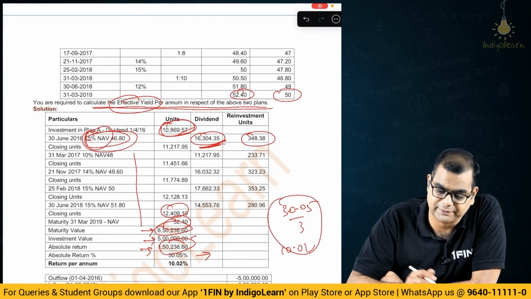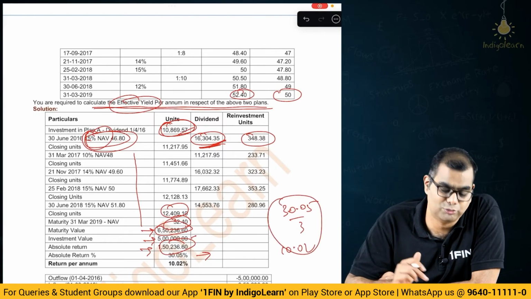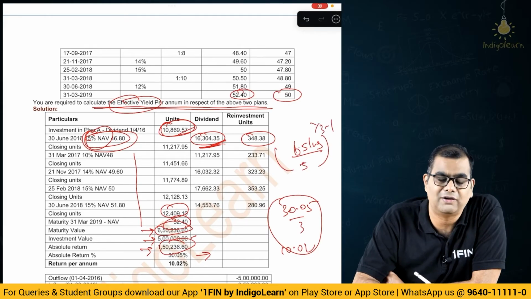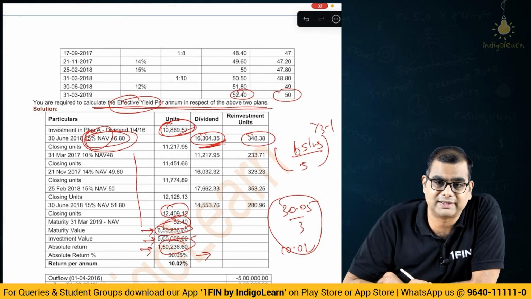However, if you compound it, which is basically you are trying to find out the cube root. Why cube root? Because it is for 3 years. So, 6.5 lakhs divided by 5 lakhs whole power 1 by 3 minus 1. Now, for this you need to remember the calculator trick that we have there.